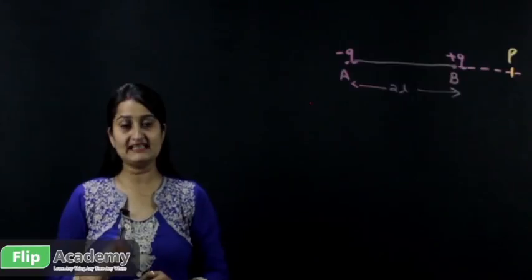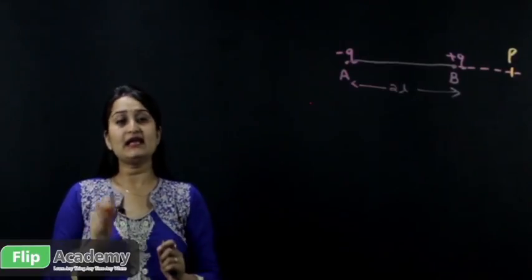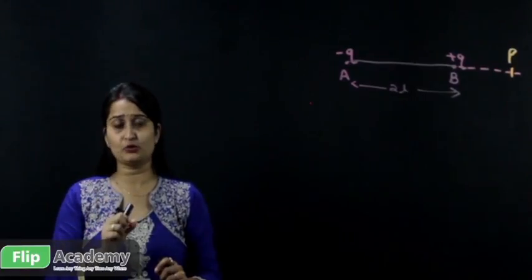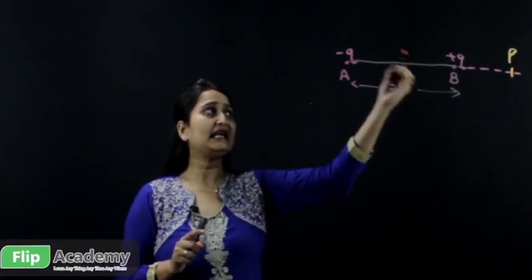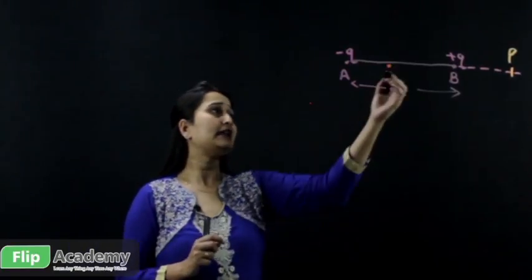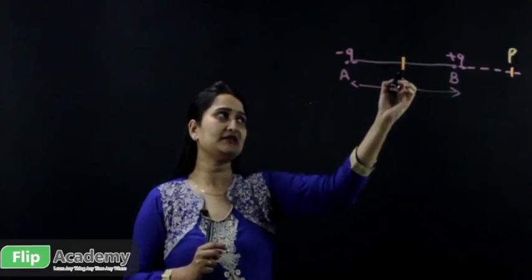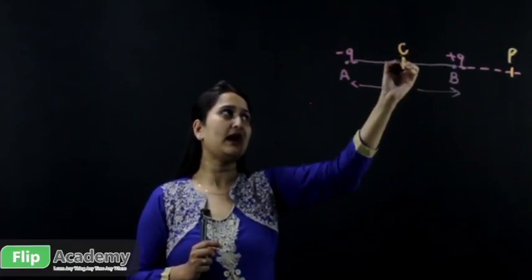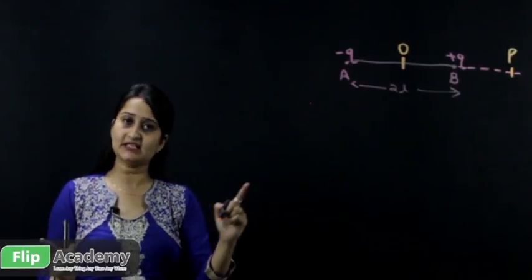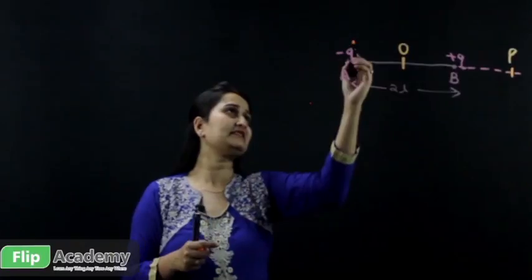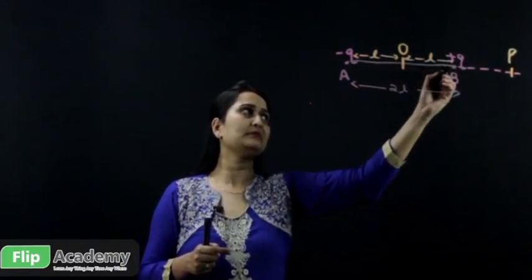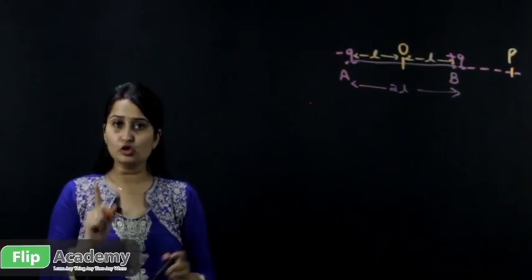Now, to find the electric field intensity at point P, you have to consider all the corresponding electric fields due to the electric dipole. First, let's mark the center of this dipole as O. O becomes the center of the dipole, between minus q and plus q. So what is the distance? This distance becomes L and this distance also becomes L, because the total distance is 2L.